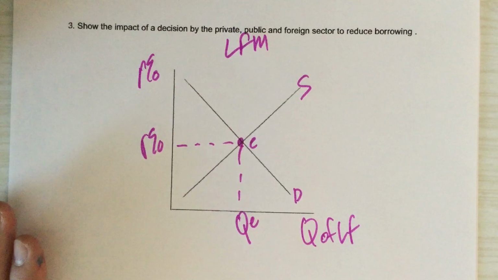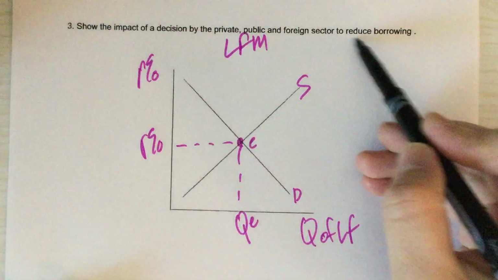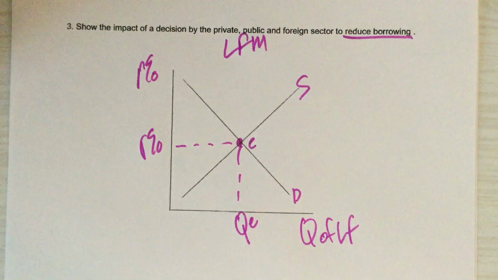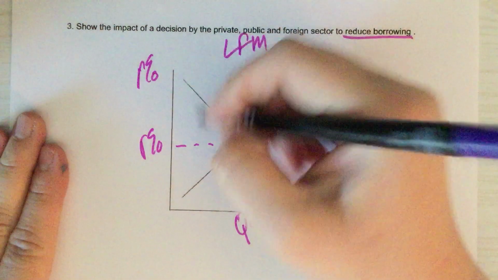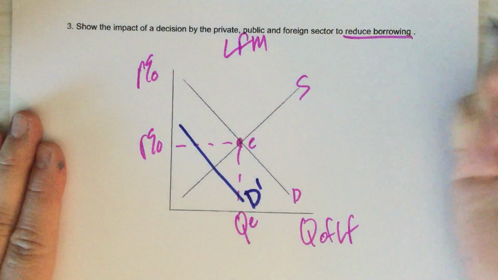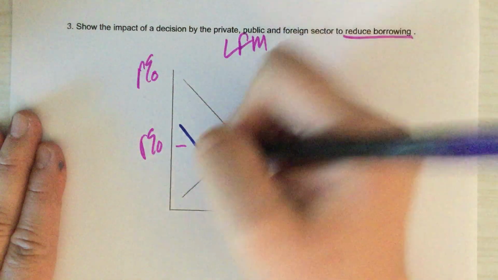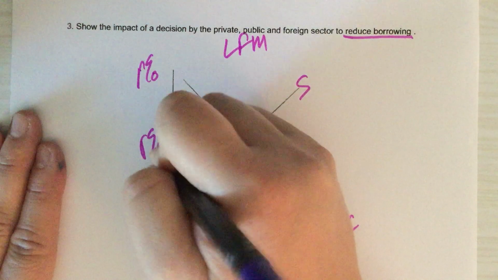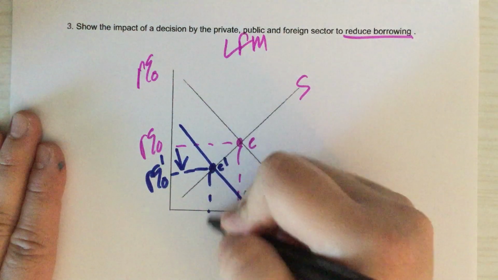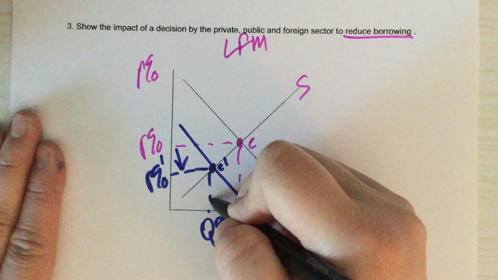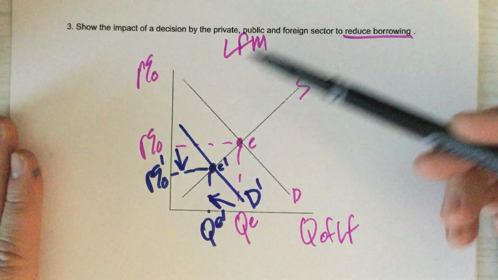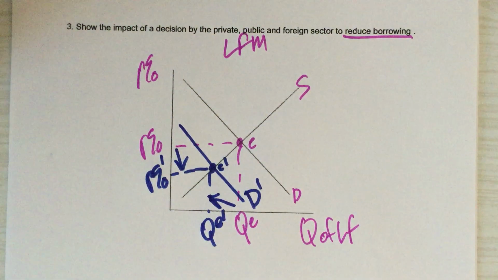Okay, if everybody is going to reduce borrowing, borrowing again affects the demand of loanable funds. And if we are borrowing less, then the overall demand of loanable funds is going to shift to the left. Here's our new market equilibrium, meaning that the real interest rate is going to go down overall, and the quantity of loanable funds is also going to go down. And you showing that shift is all that you need to do to show that.